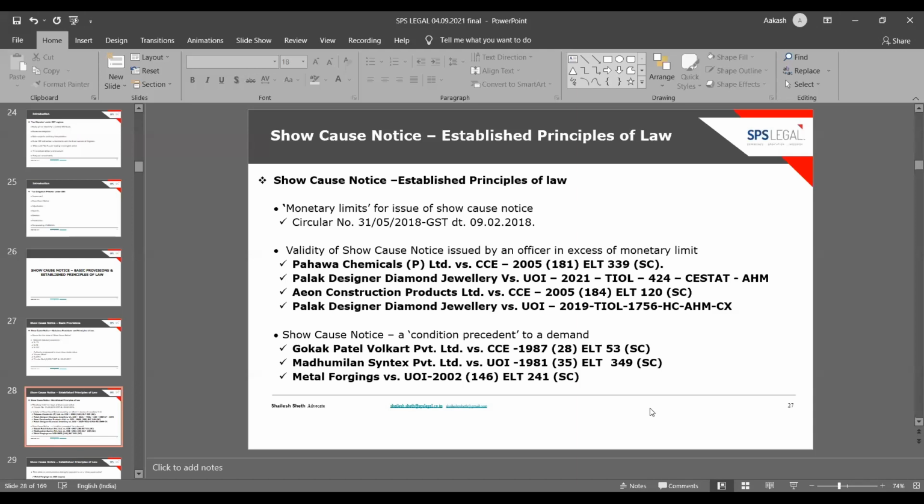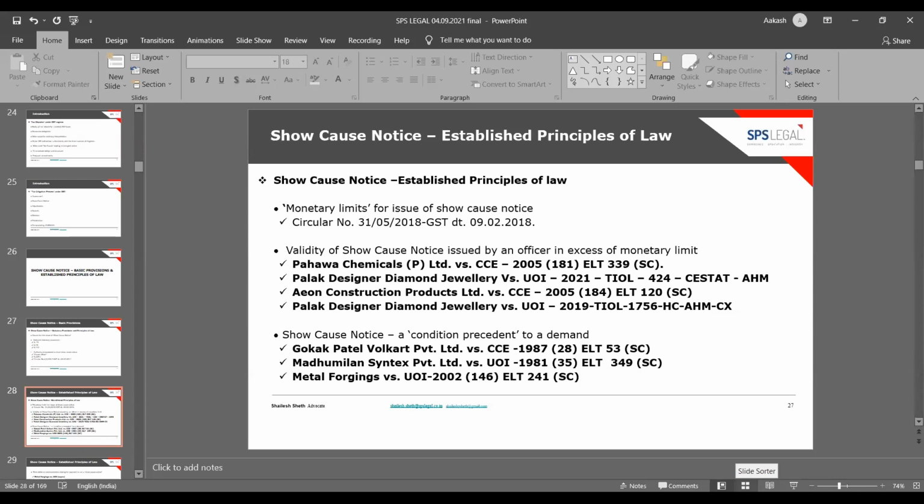The other important principle is that a show cause notice is a condition precedent to a demand. This is well-settled law since ages. One of the most important judgments on this are Madhumilan Syntax and Gokak Patel, later followed also in Metal Forging. These are the three telltale judgments of the Honorable Supreme Court. No demand can be raised, much less recovered, from any taxpayer on any count whatsoever without issue of the show cause notice. In Madhumilan, Gokak Patel, the Supreme Court even said that a post facto show cause notice will not validate the demand.